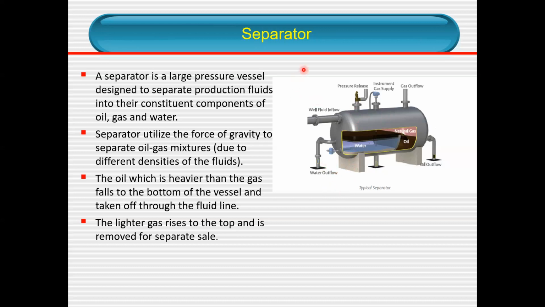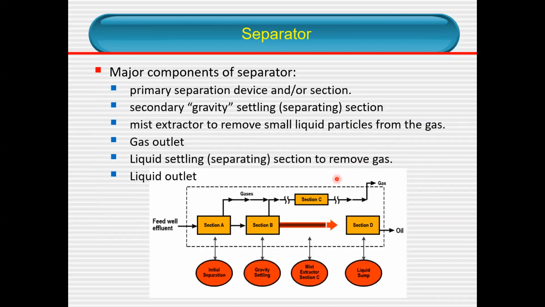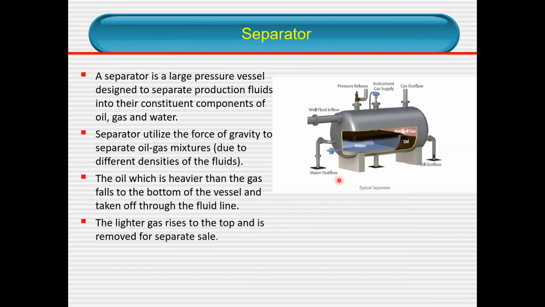So these are basically it: the separator is a large pressure vessel designed to separate production fluids into their constituent components: water, oil, and gas. The mechanism used is mainly gravity, but with the advance of technology, they have cyclones, and different types of separator design. The oil, which is heavier than gas, falls to the bottom here because naturally oil goes down and gas goes to the top.